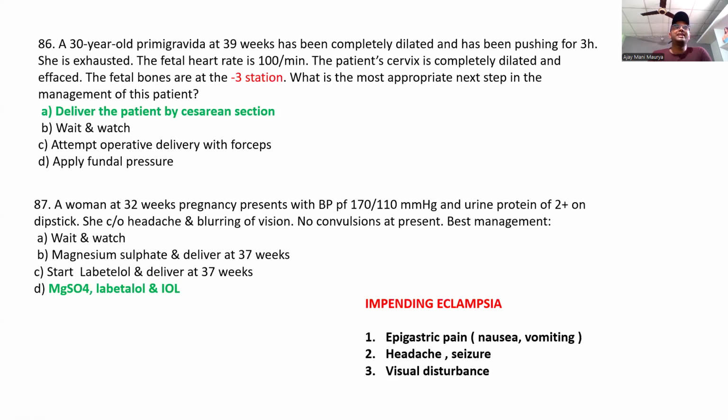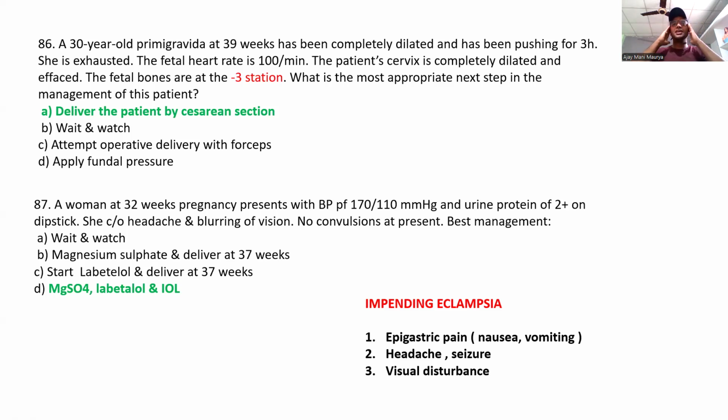A 30-year-old primigravida at 39 weeks has been completely dilated and pushing for 3 hours. She is exhausted. The fetal heart rate is 100 per minute. The cervix is completely dilated and effaced. The fetal head is at -3 station. What is the most appropriate step in management?